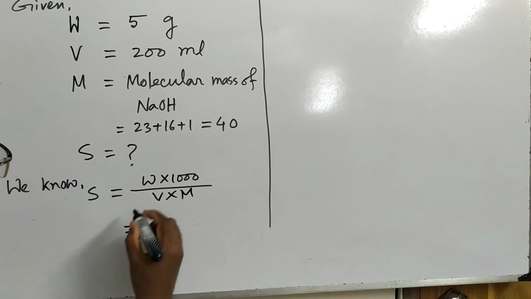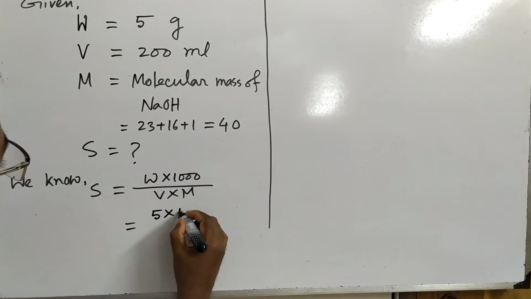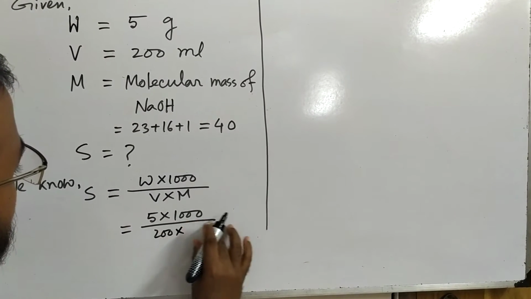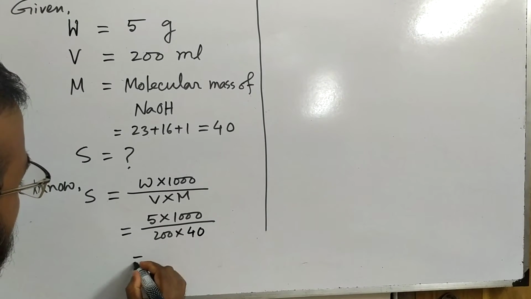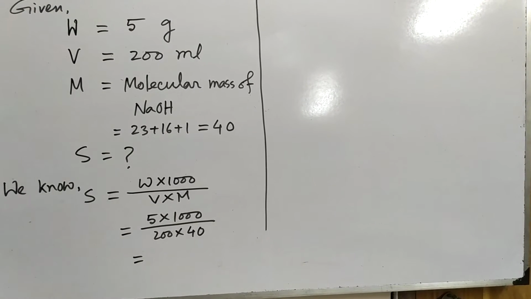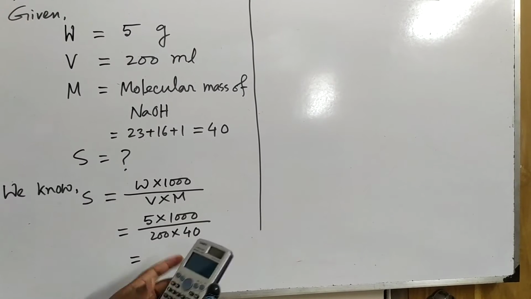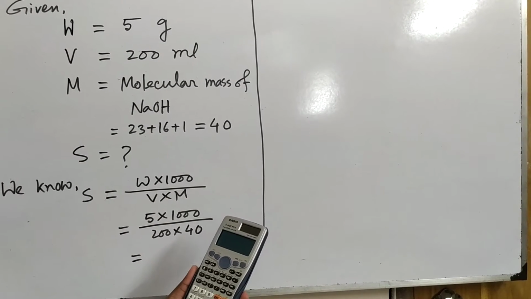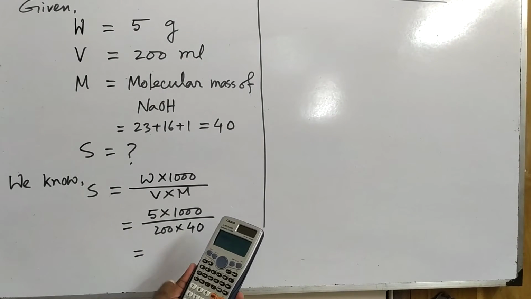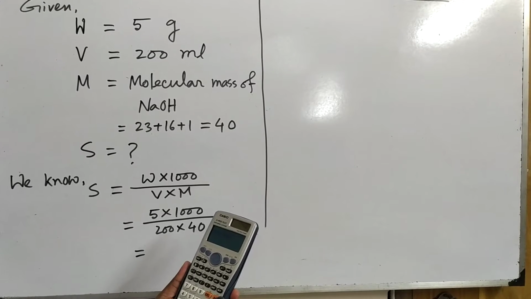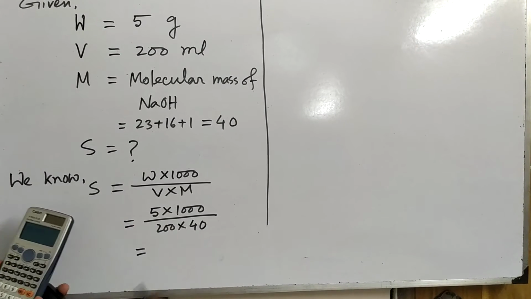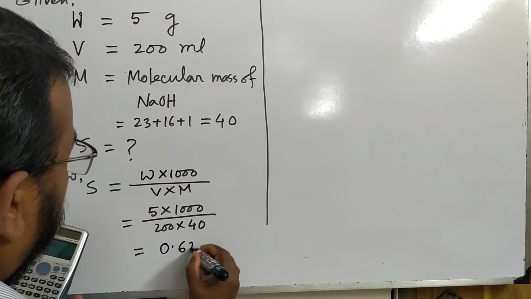Okay, now by putting the value we will get the answer easily. It is 5 into 1000 divided by V 200 into M molecular mass, it is 40. So answer is, by using the calculator we can easily find it out. All of you see that, I think everybody have the calculator. So 5000 divided by 8000 equal. So we have got the answer, it is 0.625 molar.